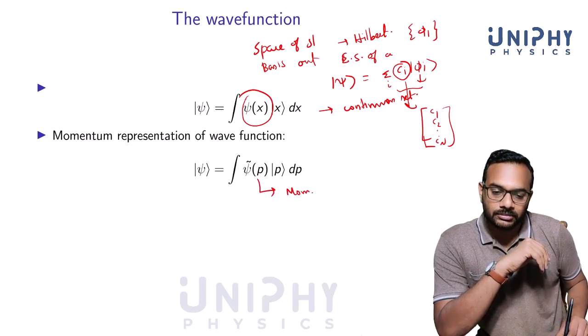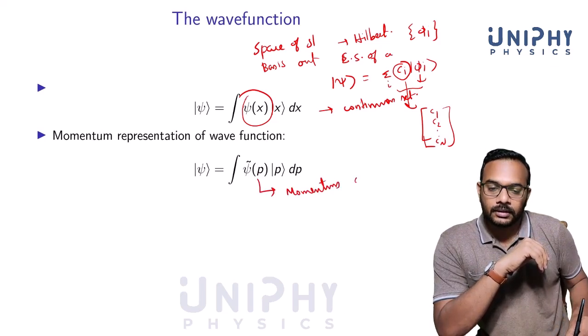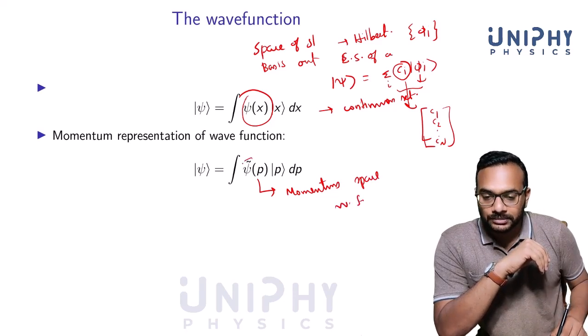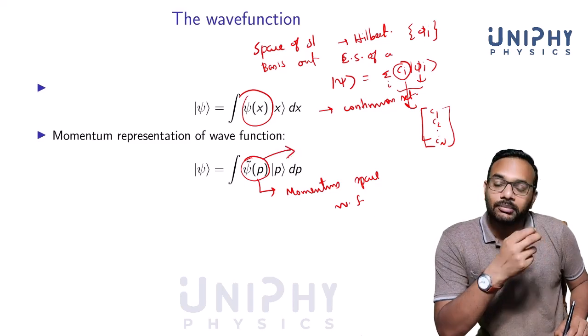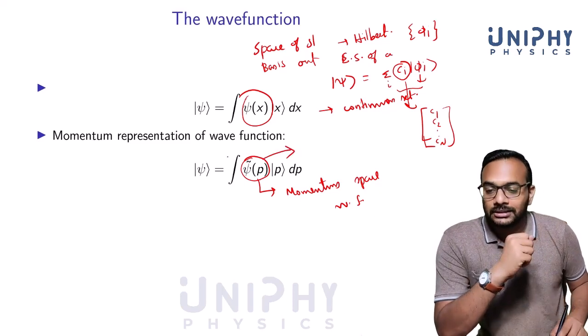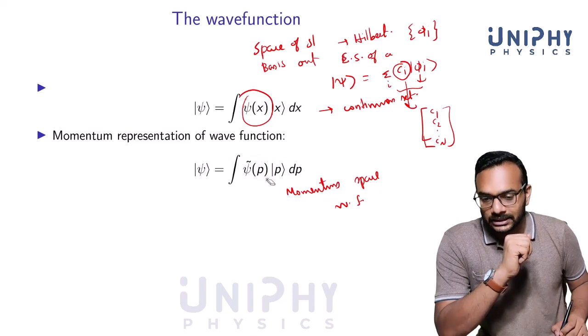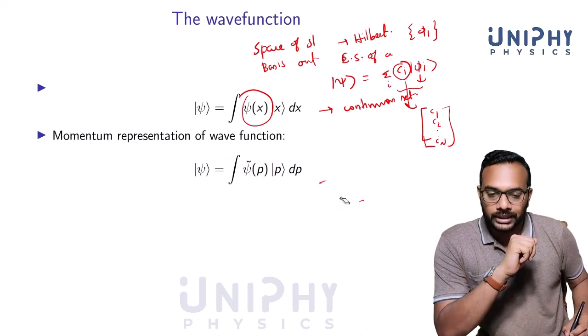We can call this psi of p the momentum space wave function, or the state vector in the momentum representation. Okay, that's that.